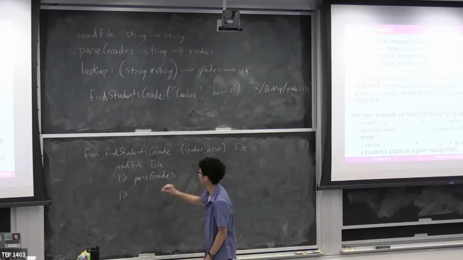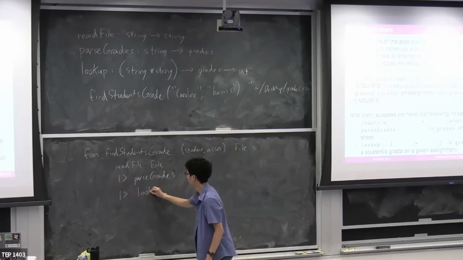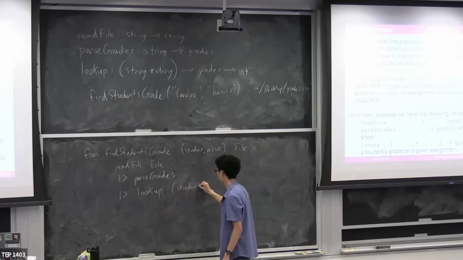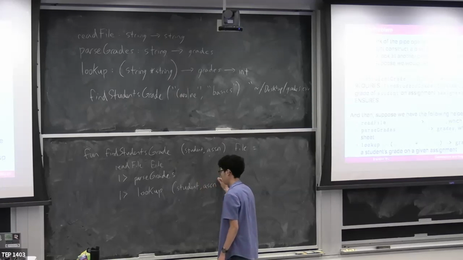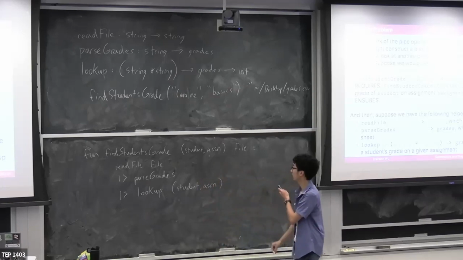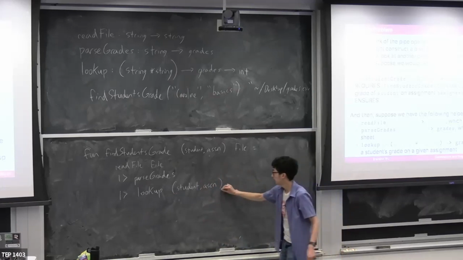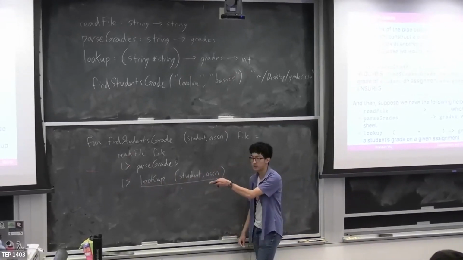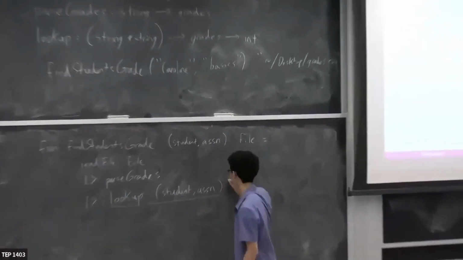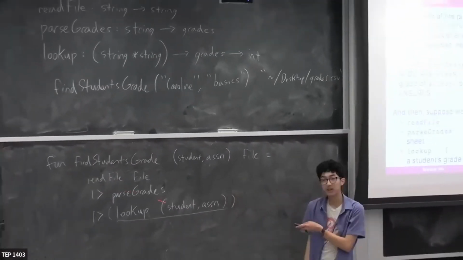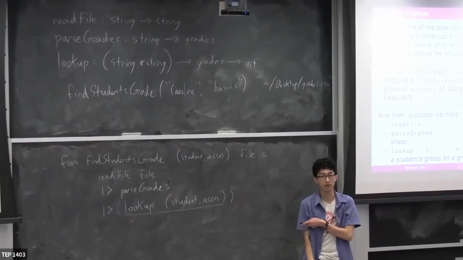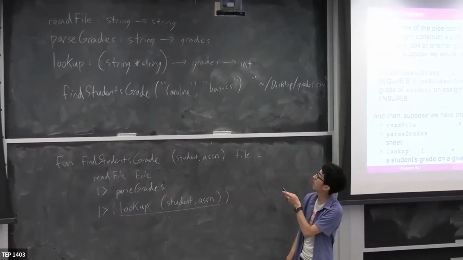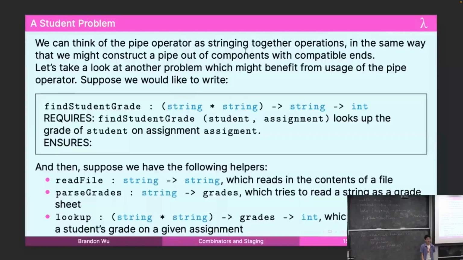I pass that into lookup, but first I give lookup student, comma, ASSN, and then I'm done. It's worth noting also that these pipes go last, so this is implicitly this. Does everyone believe me that this type checks and this does what I purport that it should do? If you just string together the outputs, this should work.